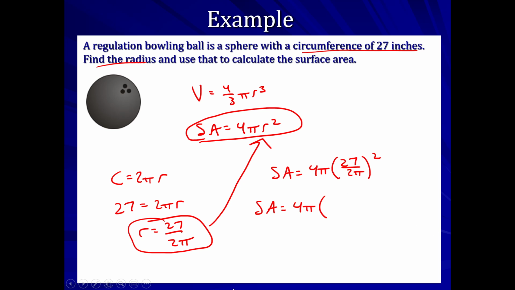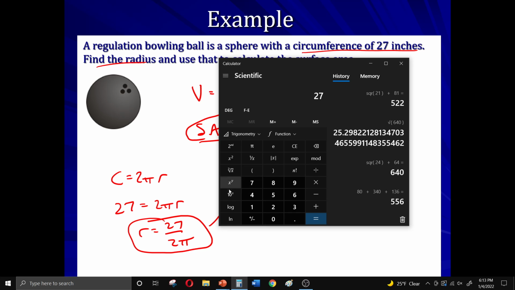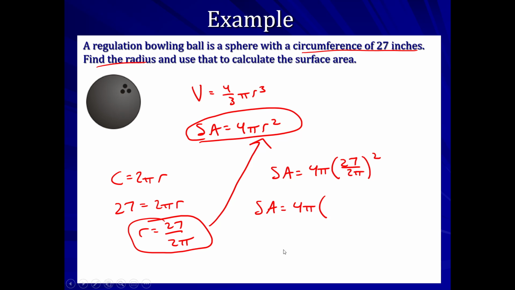27 squared, let's just use calculator, is 729. And then, so you square all the things. So this would be 4 pi squared. One of the pi's would cancel. The 4 would cancel. And so that's your answer. And this is inches, so this would be inches squared.